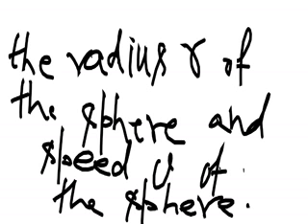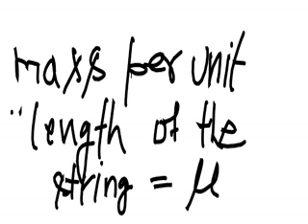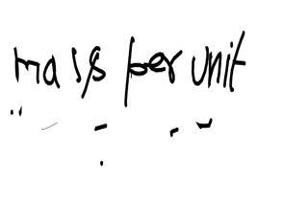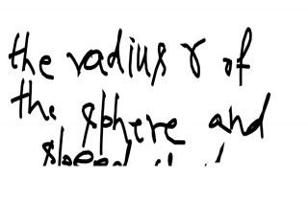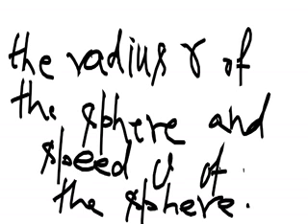So here the force on the sphere depends on the coefficient of viscosity eta of the liquid, and then the radius r of the sphere, and speed v of the sphere. That is on the screen.